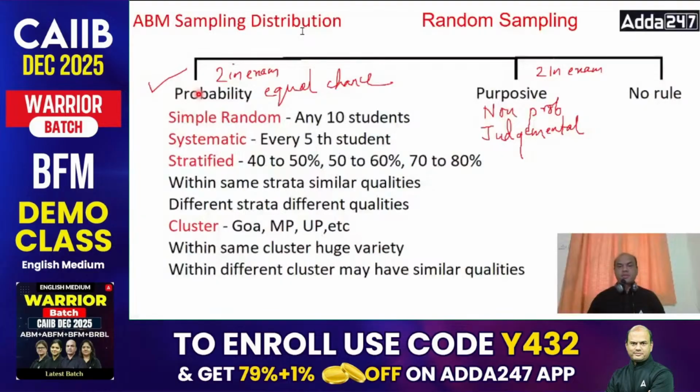Yes. Will they think in the same way, 40 to 50% versus 90 to 100%, right? They will not think in the same way. 40 to 60 will think of passing, whereas 90 to 100 will think of scoring. So their thinking methodology will be different.